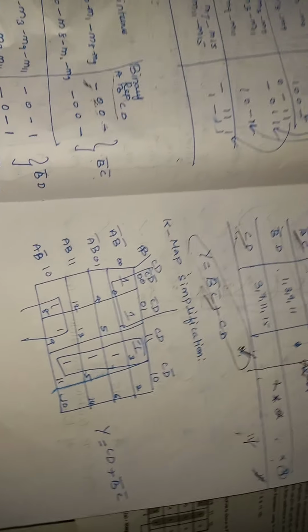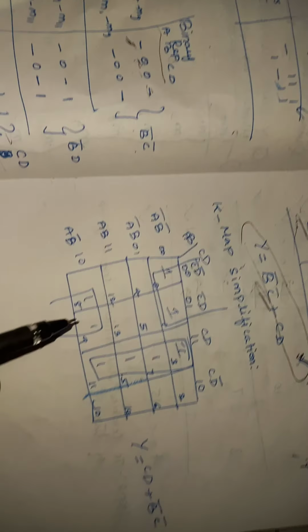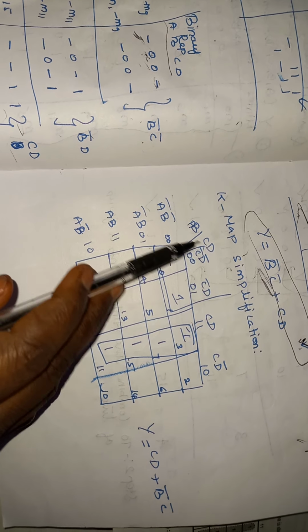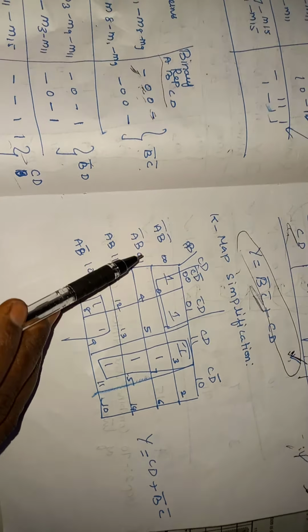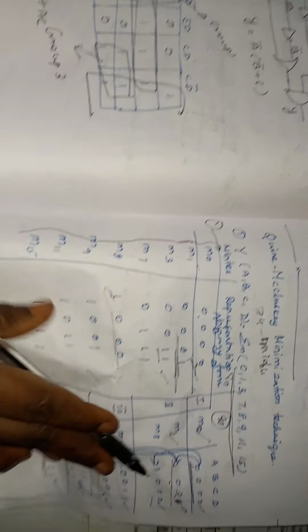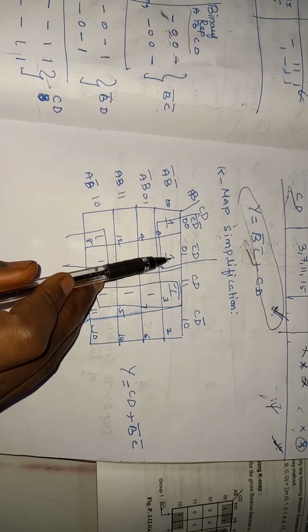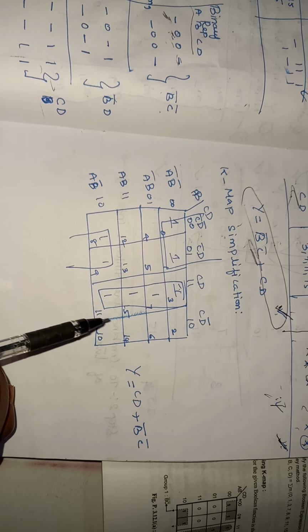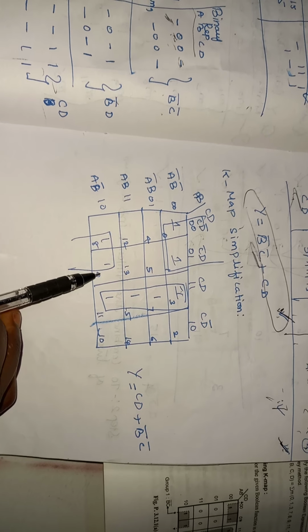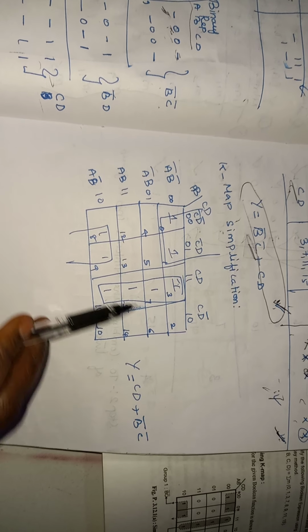There are several steps to be followed. In the same way, we can apply this in K-map also. In K-map also we can apply A, B, C, D bar. So the min terms here are 0, 1, 3, 7, 9, 8, 11, 15.